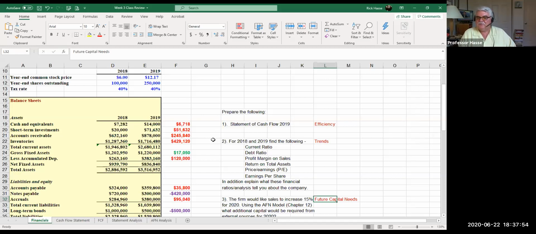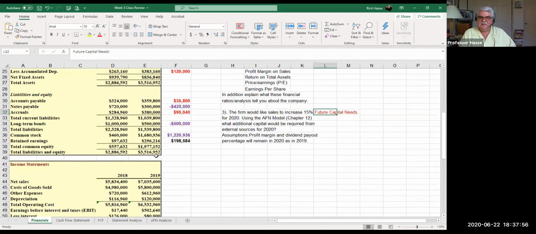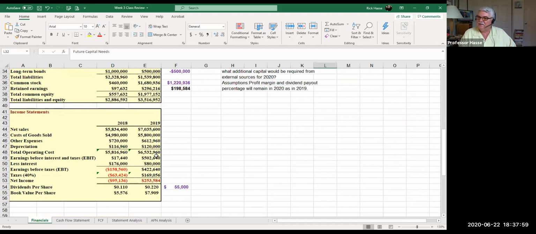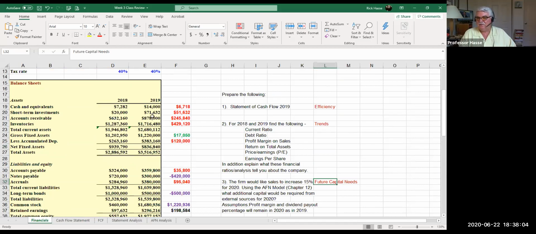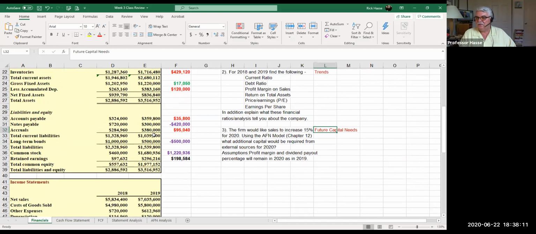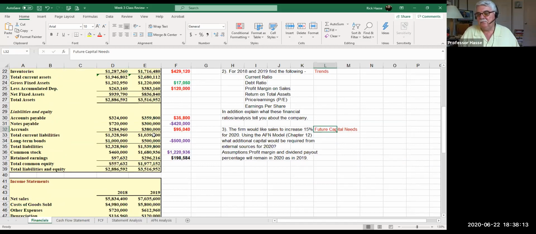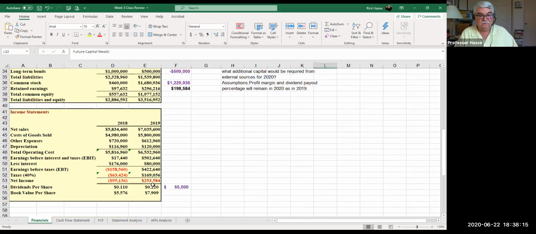Well, upon further analysis, we look at the balance sheet, we look at the income statement, we can figure those things out by looking at how they have changed in the last year. What's the change in cash? What's the change in all these account lines of the balance sheet? What's the change in the profitability of the company? Well, they made $253,000. A lot better than last year. How many dividends did they pay out based on the dividends per share? $55,000 in dividends they paid out.